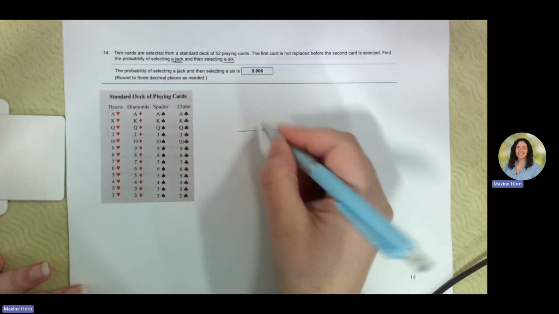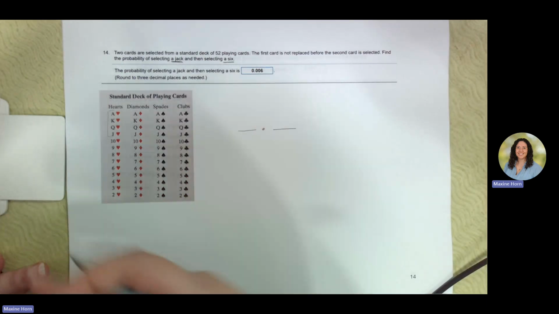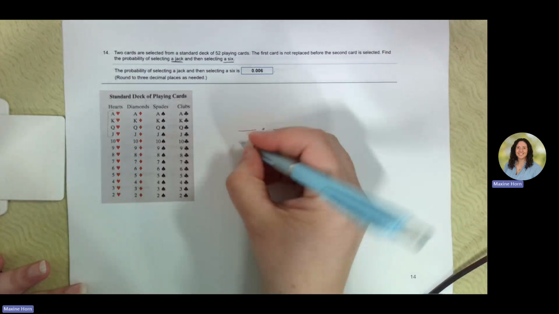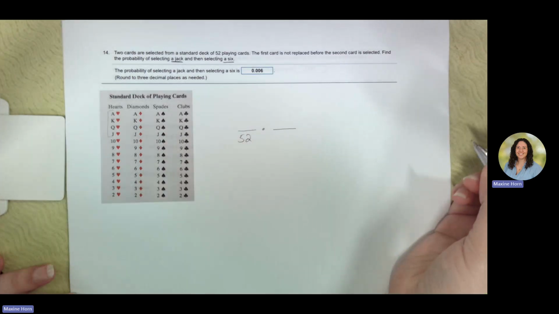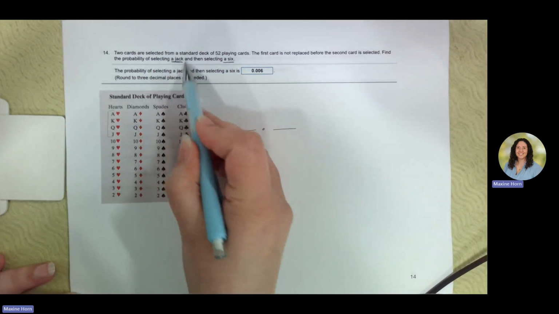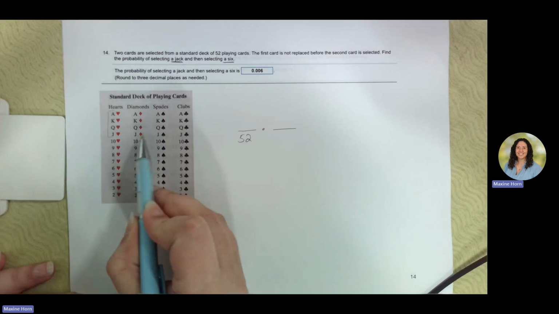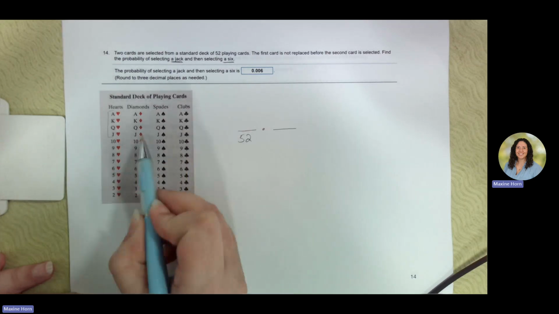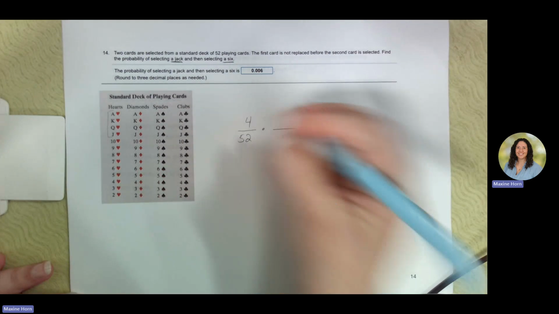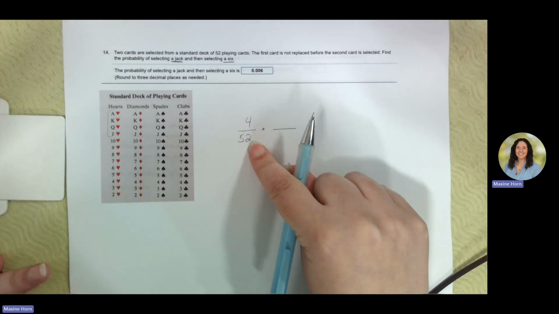Okay, so when I go to pull the first card, my denominator needs to be how many cards I have available to me. There's 52 cards to pull from. I want to know the probability of pulling a jack. Well, there's a jack in every single suit, so there's 4 jacks. So I have a 4 out of 52 chance of pulling a jack.